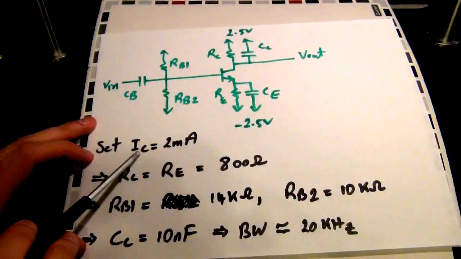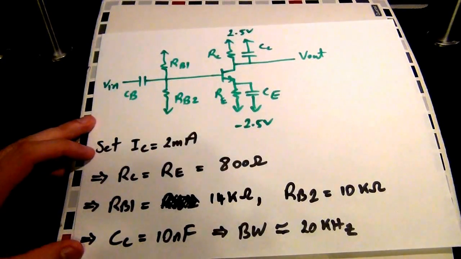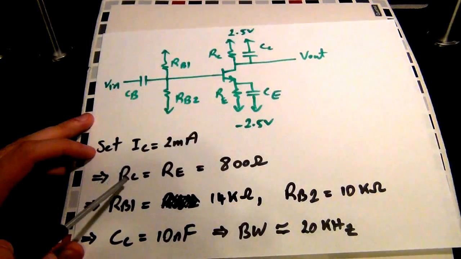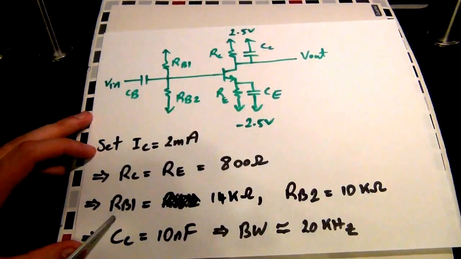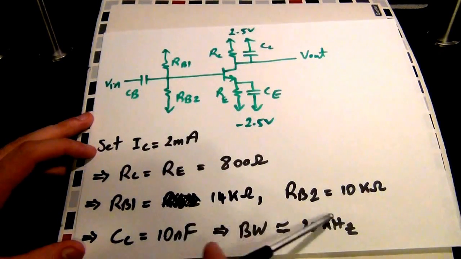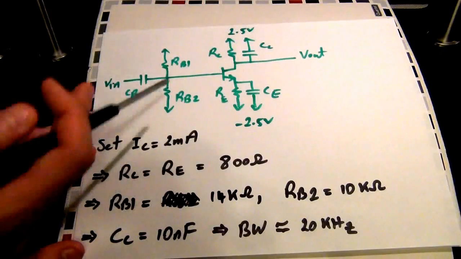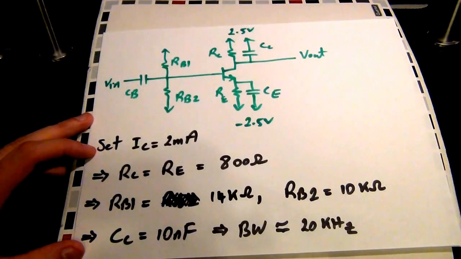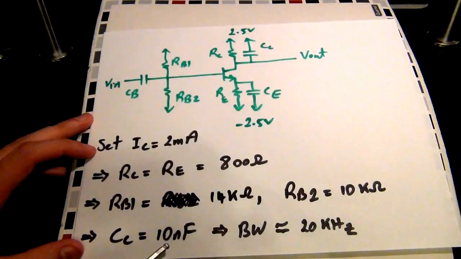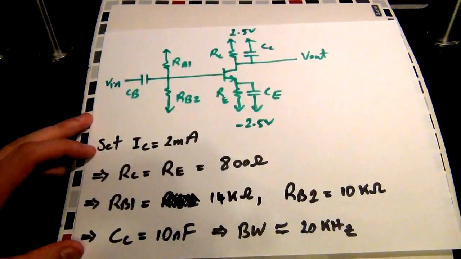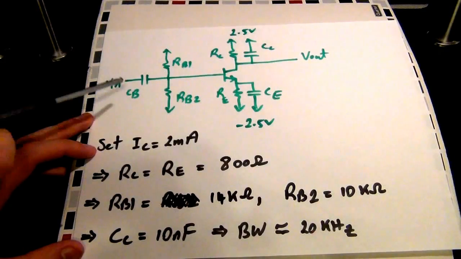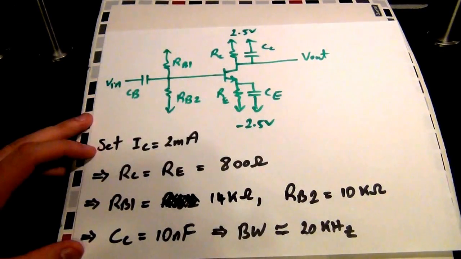So if I set my collector current to be 2 milliamps, I can solve for all the other variables. Therefore, my RC and RE should be 800 ohms. My RB1 and my RB2 should be 14 kilo ohm and 10 kilo ohm respectively to get the voltage that I need on my base. And I have set the collector capacitor to be 10 nanofarad so that I will get a bandwidth of 20 kilohertz. But what about the value for CB and CE?